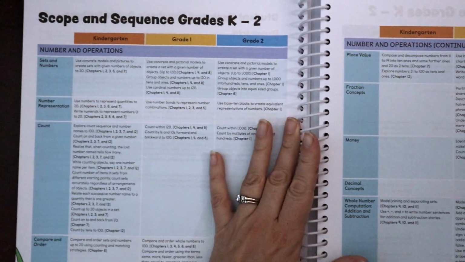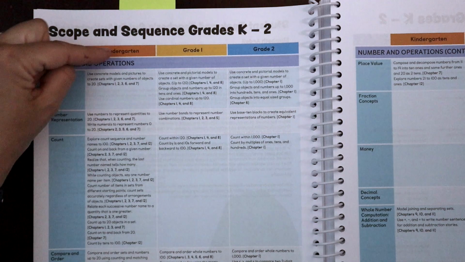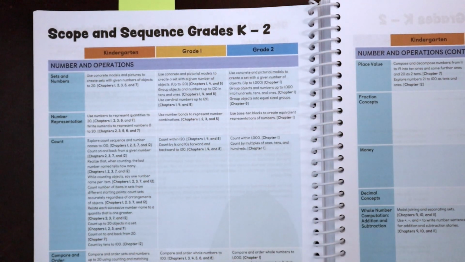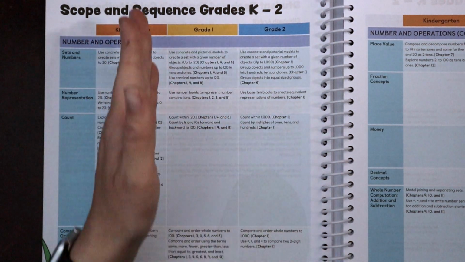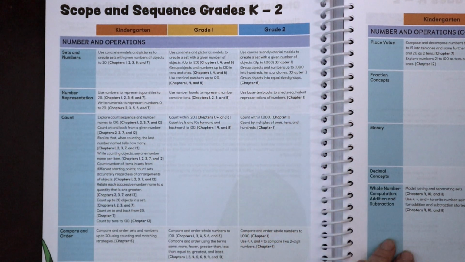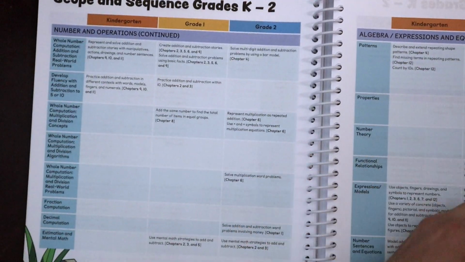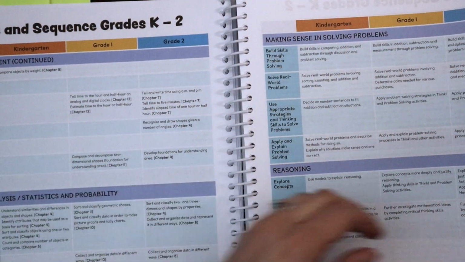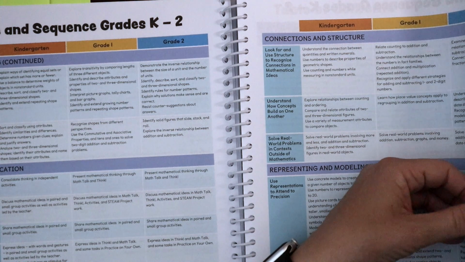All right, then they provide the scope and sequence for kindergarten through 2nd grade. So the columns are the different grades, and then we have the different topics broken down into subtopics. This is nice because you can see the progression. You can see what is being taught in kindergarten and then where that is headed into the next grade levels. And it keeps going.